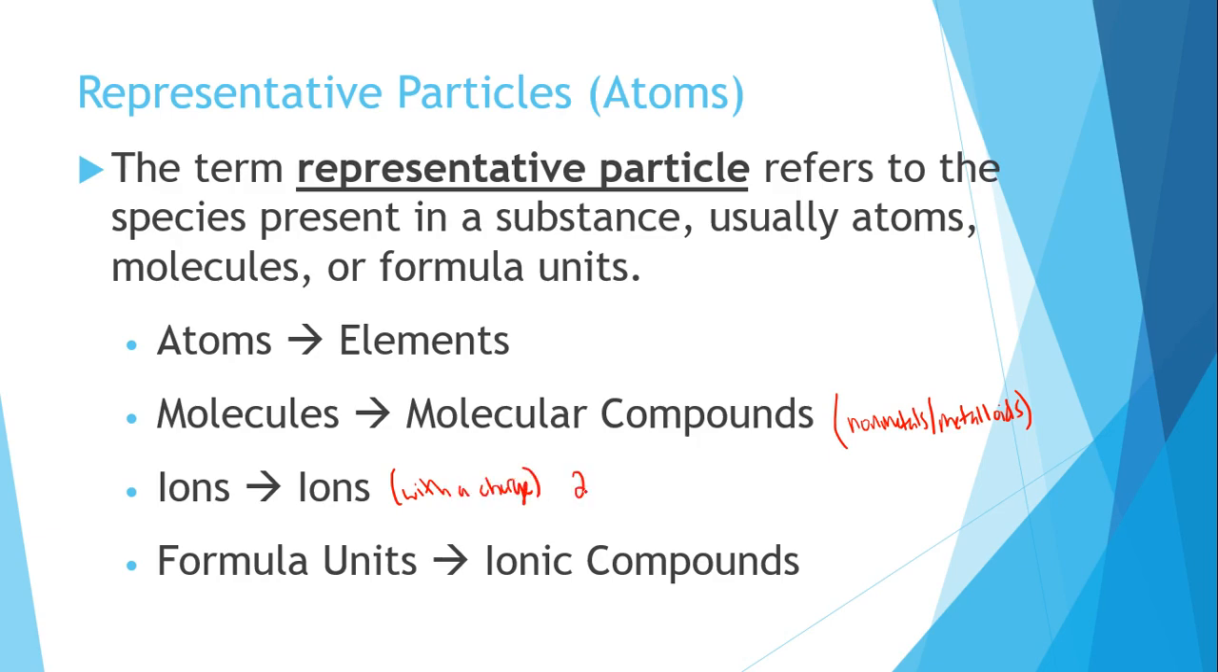So, for example, if you have a calcium 2 plus ion or an SO4 2 negative ion by itself, those have charges. And the last one is formula unit, and these talk about ionic compounds. These are things that contain a metal bonded with a nonmetal. So the dead key giveaway for ionic compounds is this metal aspect.